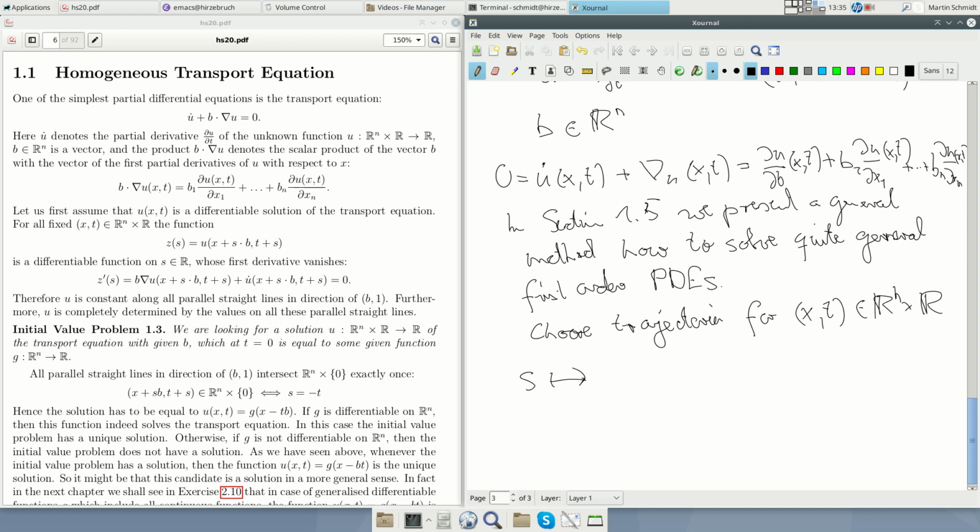It should be at this point. Yeah, and so we have it x plus s times b and t plus s. In this way we choose it. You will see in a minute why it's reasonable to choose such a trajectory.